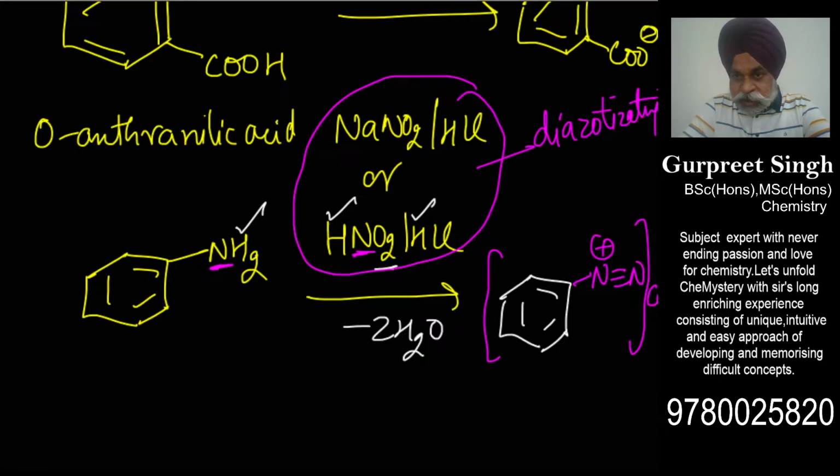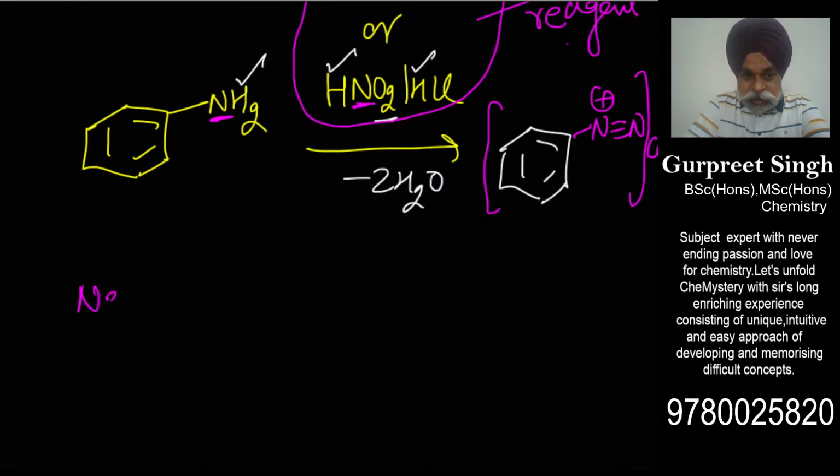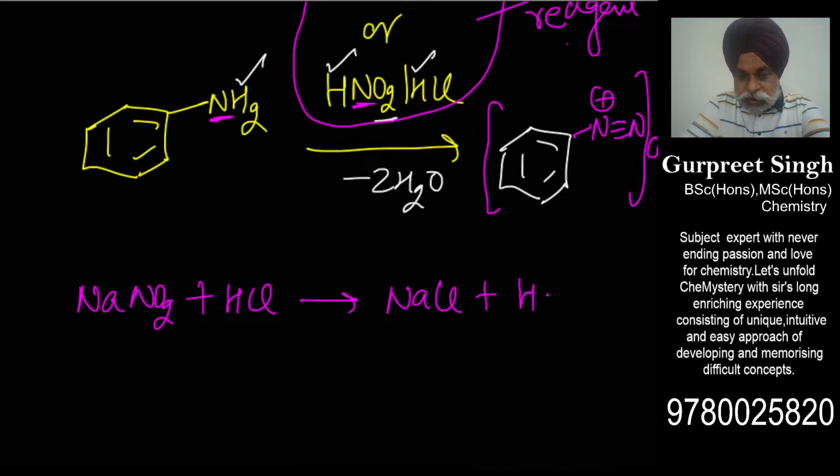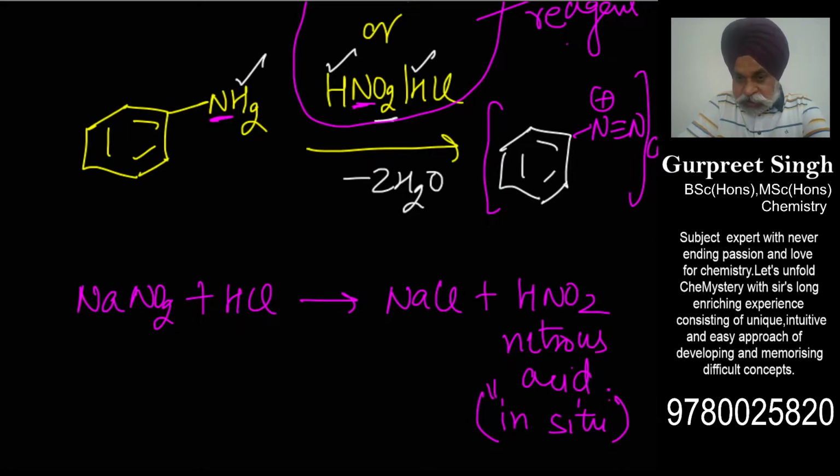Diazotizing reagent. This is very important from the standpoint of JEE Mains, Advanced or NEET examination. Now, how is this being generated? Sodium nitrite treated with HCl. This is a simple salt, and it undergoes a reaction to form nitrous acid. The shelf life of this nitrous acid is very short, so it is generally generated in situ, meaning within the reaction mixture, from these stable compounds.